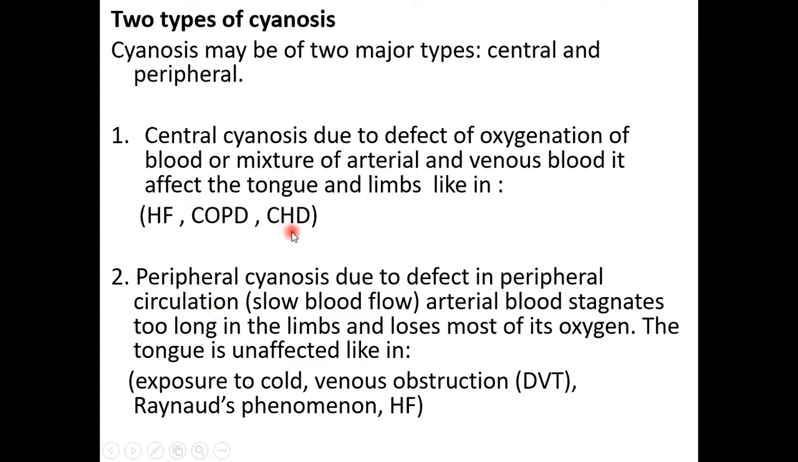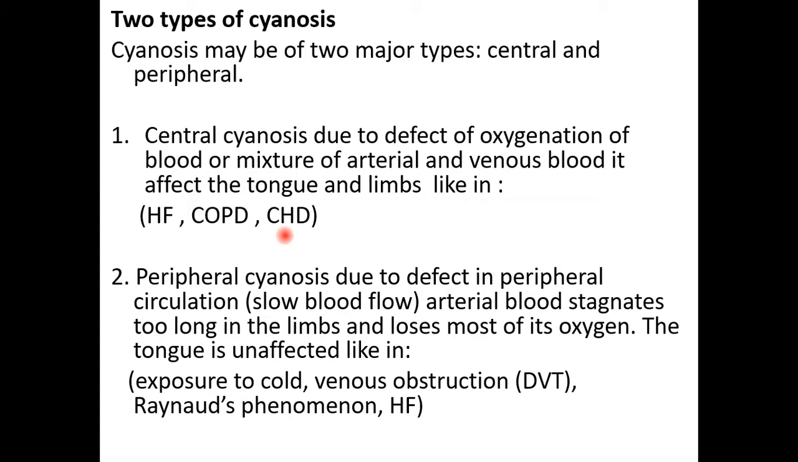for example tetralogy of Fallot, total anomalous pulmonary venous drainage, tricuspid atresia. We have many congenital heart diseases causing cyanosis; we call them cyanotic congenital heart disease. And we have acyanotic ones such as VSD and ASD. So if we have congenital heart disease, COPD, or heart failure, we get central cyanosis. In central cyanosis we see bluish discoloration both in the tongue and in the limbs, meaning in the hands, feet, and also in the tongue, mouth, mucous membrane, and lips.